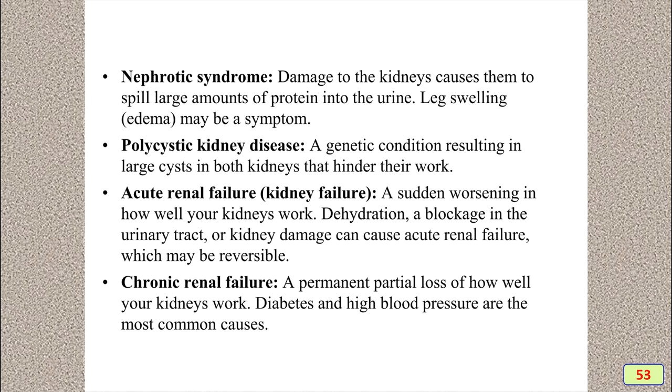And acute renal failure is a sudden worsening in how the kidneys work. Dehydration, a blockage in the urinary tract, or kidney damage can cause acute renal failure, which may be reversible also. Whereas chronic renal failure is a permanent partial loss of how well the kidney works. Diabetes and very high blood pressure are the most common causes of chronic renal failure, when unmanaged.